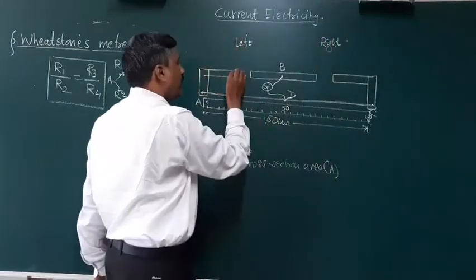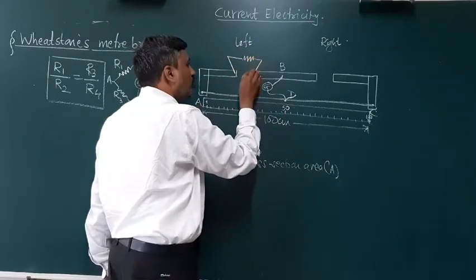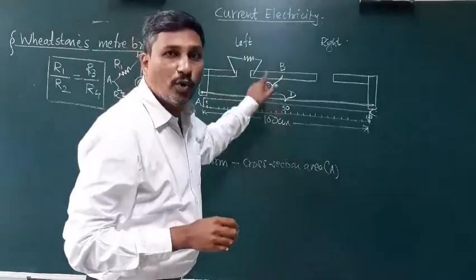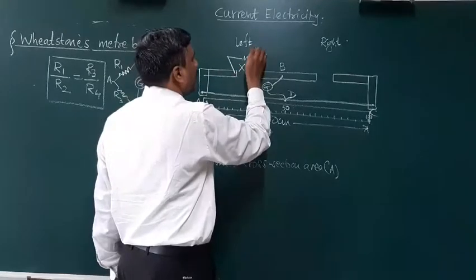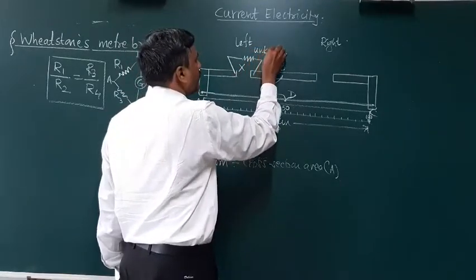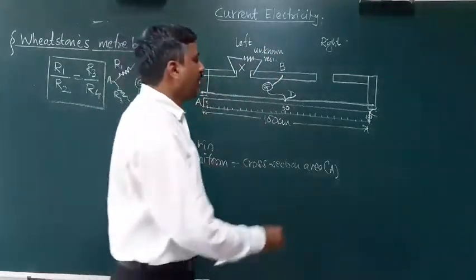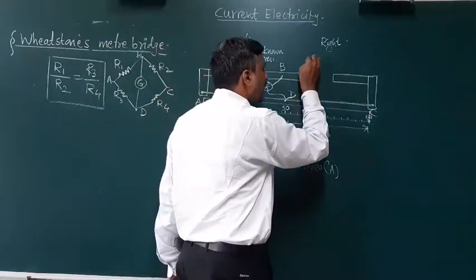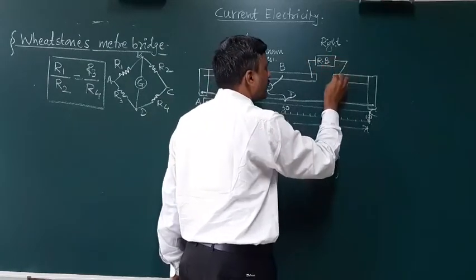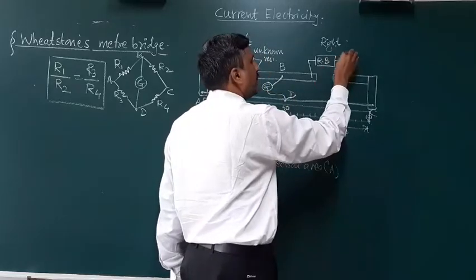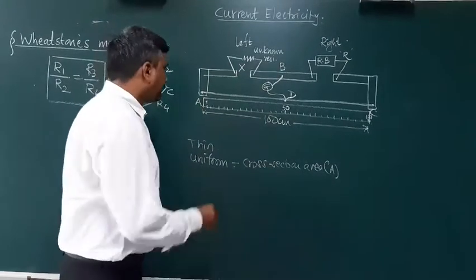In the left gap, a resistance whose value is not known is connected. Let it be X, my unknown resistance. Such a resistance is connected in the left gap, and in the right gap, a resistance box, from which we can remove a known resistance R, is connected here.